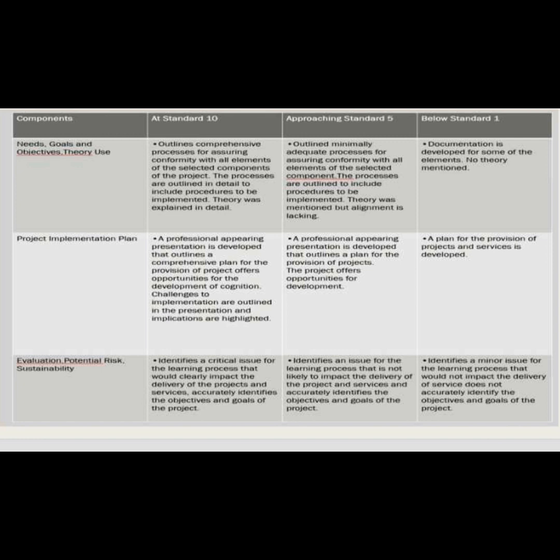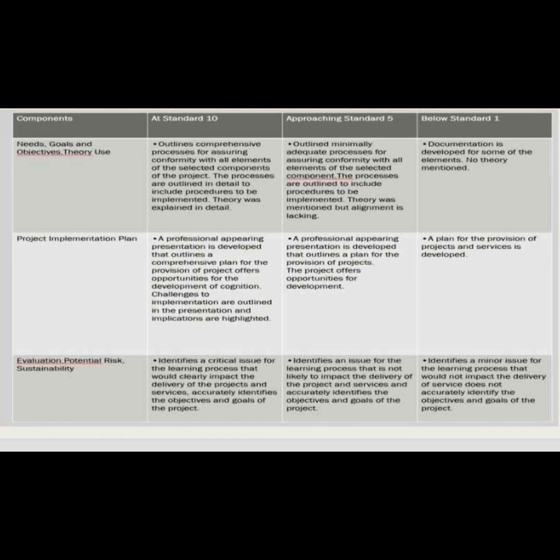Component: Project Implementation Plan. Approaching Standard 5: a professional appearing presentation is developed that outlines a plan for the provision of projects. The project offers opportunities for development. Below Standard 1: a plan for the provision of projects and services is developed.